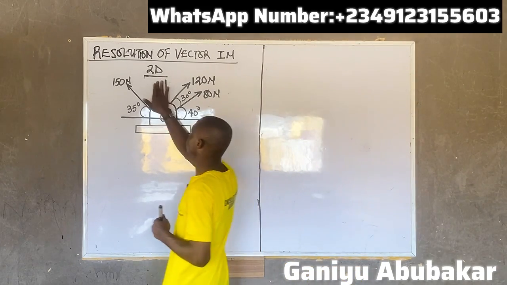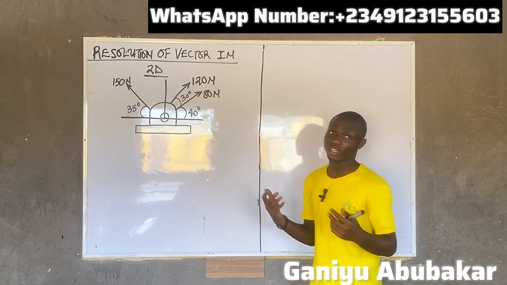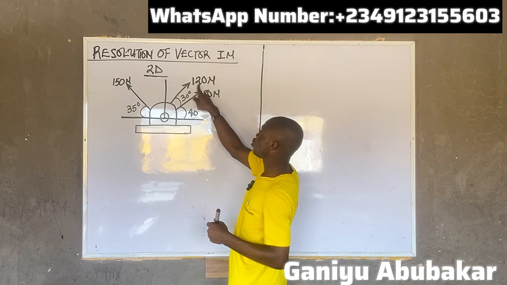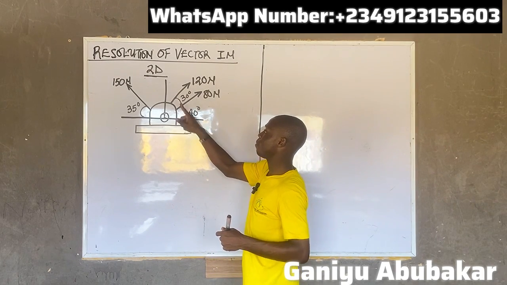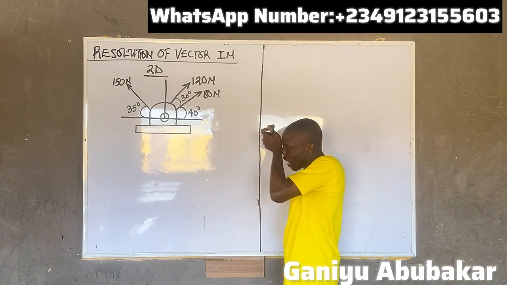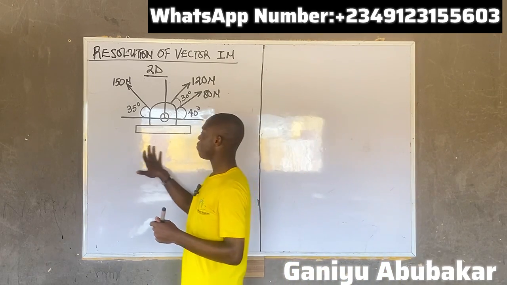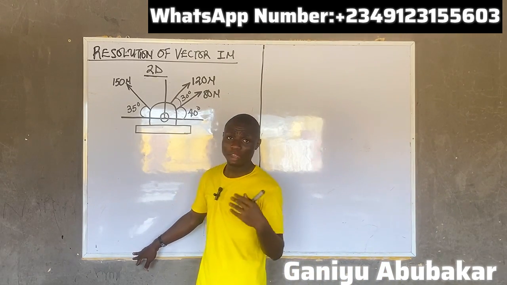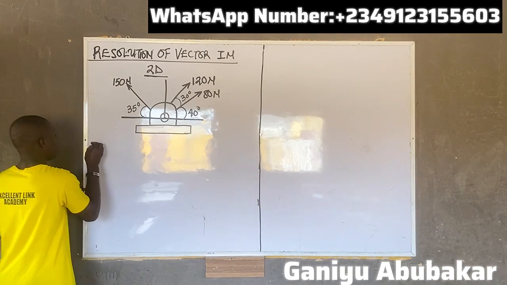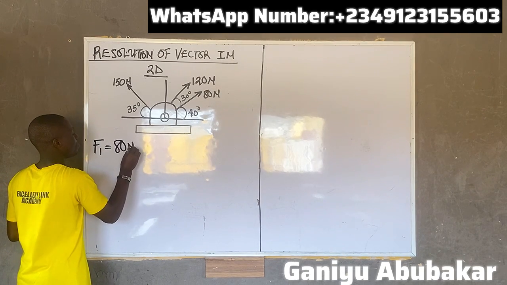First, if you observe here, I have more than one force. I have one force here at an angle, 120 Newton, and another force here, 150 at an angle. So the first task is to identify the forces: which one is F1, which is F2, F3? I'll call the 80 Newton force F1.